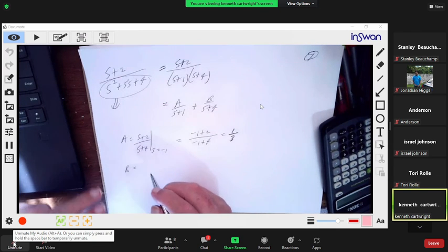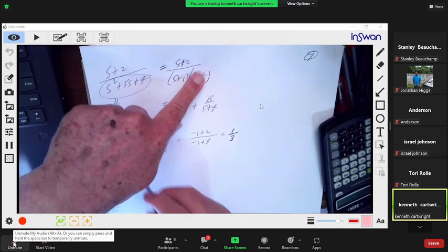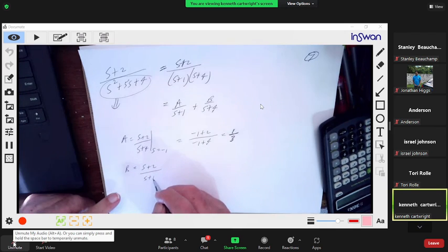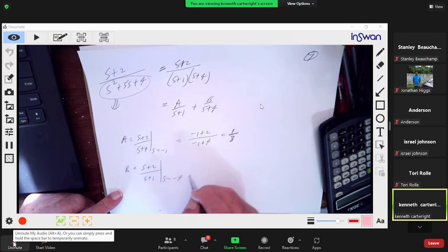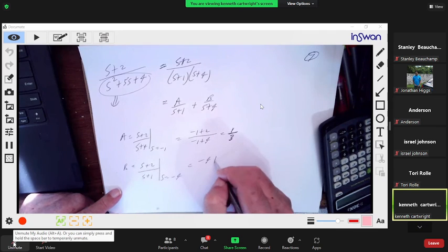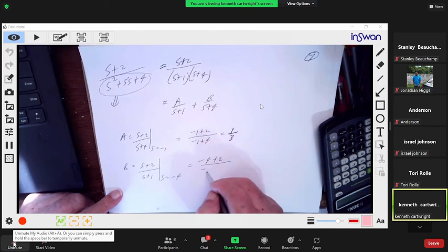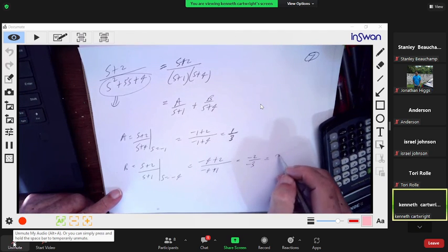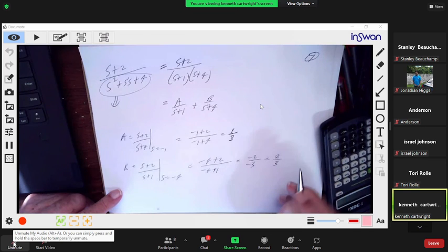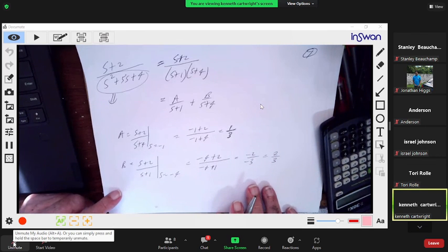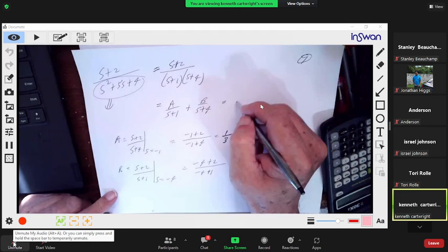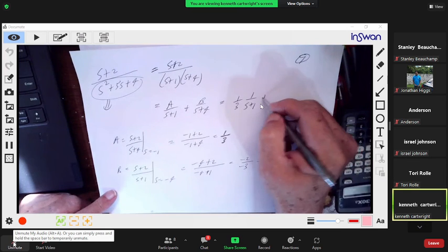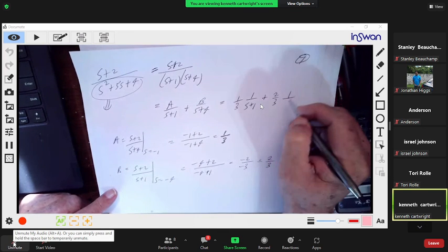B, right? Hide the S plus 4. So it's S plus 2 divided by S plus 1, evaluated at S equals -4. So it's -4 plus 2 over -4 plus 1, equals -2 over -3, equals 2/3. So this here is a third over S plus 1 plus 2/3 over S plus 4.